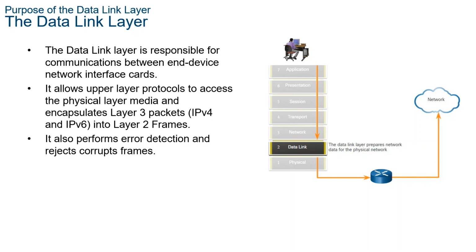It exchanges frames between endpoints over the network media, receives encapsulated data, usually layer 3 packets, and directs them to the proper upper layer protocols. It also performs error detection and rejects any corrupt frames.